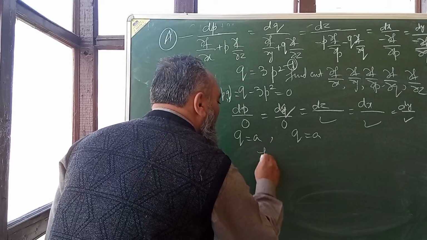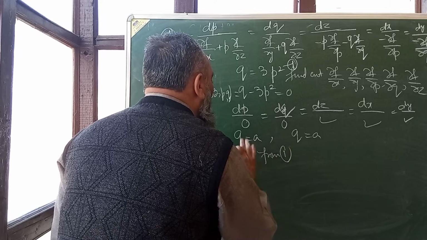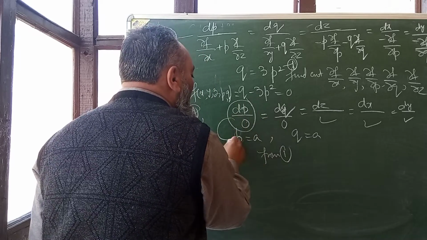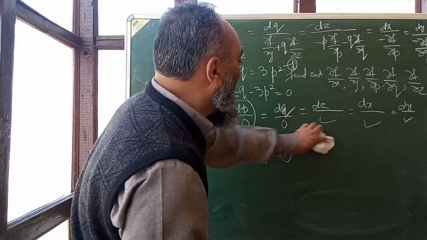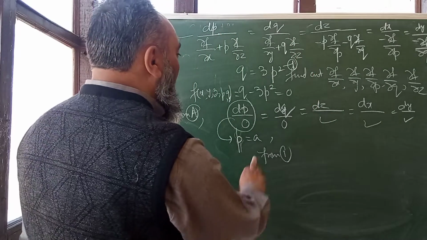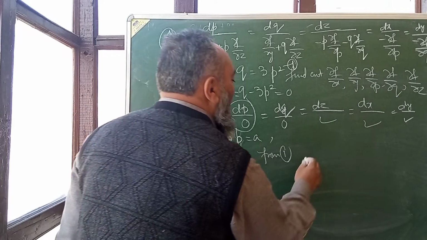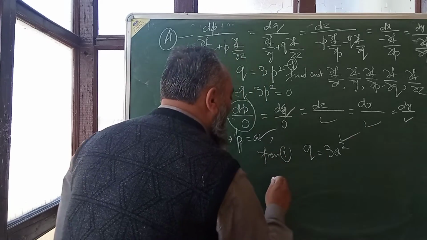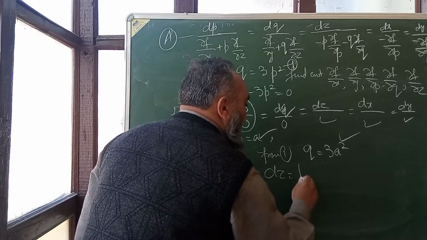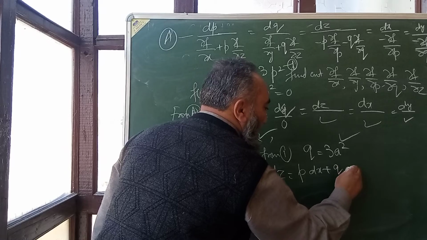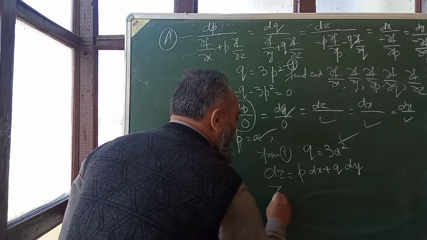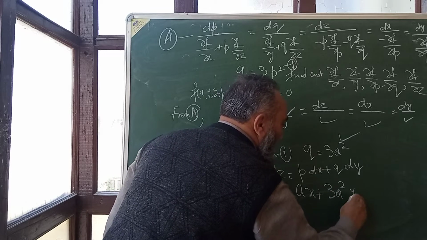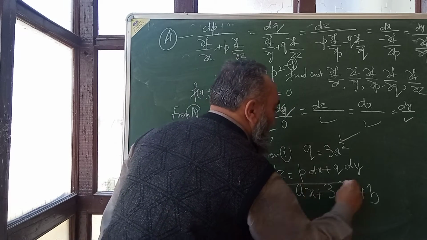So from 1, now if I am taking p equal to a, when denominator is 0, so is the numerator, I have the solution, p equal to a. I can have q equal to a, doesn't matter. Now from 1, when p is a, q is equal to 3a square. So I have p, I have q, I know dz is p dx plus q dy. So what is my z? I have z equals ax plus 3a square y plus b, constant of integration. This is it.